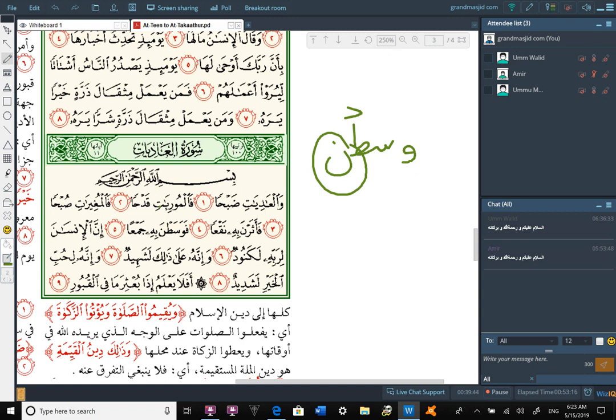Fawasatna bihi jam'a. So again, bihi, ismu jar wa majroor. The meaning of it here is because of this galloping and racing and running and penetrating. فَوَسَطْنَ بِهِ جَمْعًا. So they came in the middle.